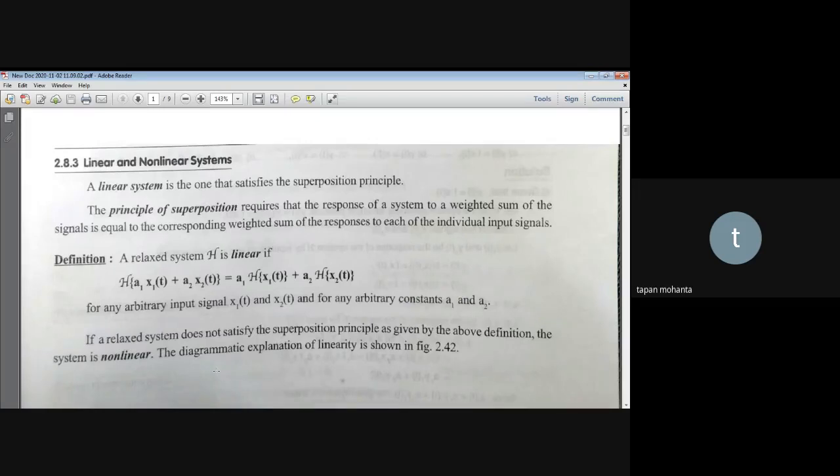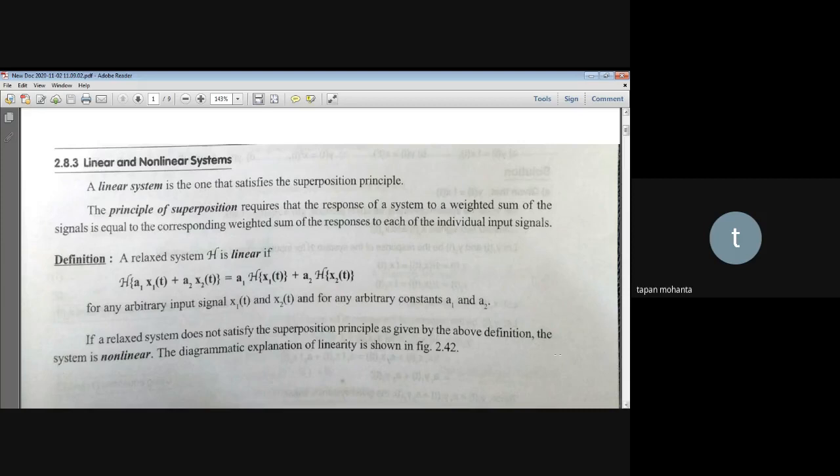In the last class we completed the static and dynamic systems with examples. Similarly, we also completed the time invariant and time variant systems, with examples. Next, we come to the third classification. It is known as linear and non-linear systems.